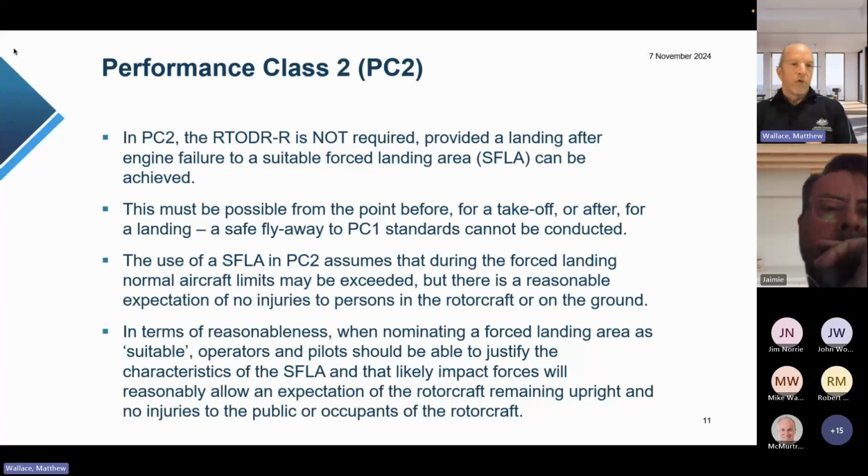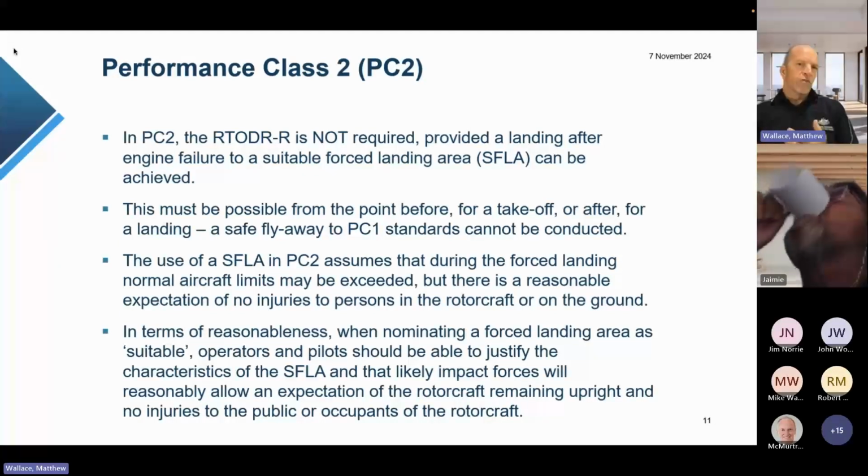The use of a suitable forced landing area in PC2 assumes that during the forced landing, normal aircraft limits may be exceeded, but there's a reasonable expectation of no injuries to persons in the rotorcraft or on the ground. And in terms of reasonableness, when nominating a forced landing area as suitable, operators and pilots should be able to justify the characteristics of that landing area, that most likely impact forces will allow the expectation for the rotorcraft to remain upright and no injuries to the public or occupants of the rotorcraft.